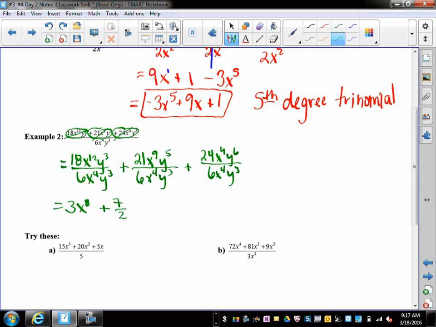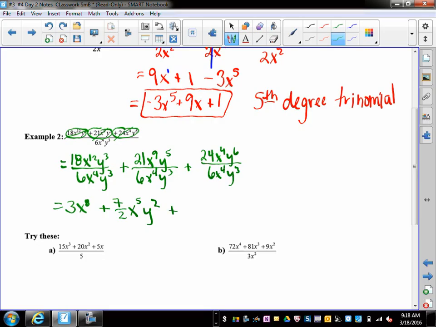Alright. X to the 9th over x to the 4th. X to the 5th. And notice this does not go in my denominator, so don't write it underneath the fraction bar with the 2. It's being multiplied by it, not divided by it. Alright, y to the 5th over y cubed? Good, y squared.